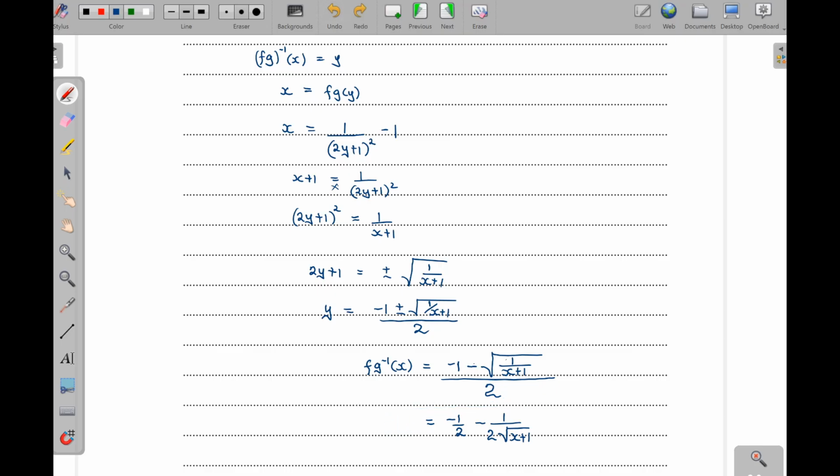Let me first remove this one here. Then we put (fg) inverse of x. That is that.